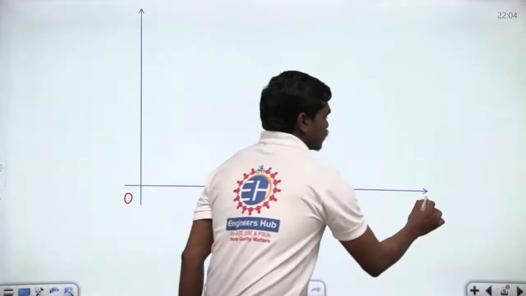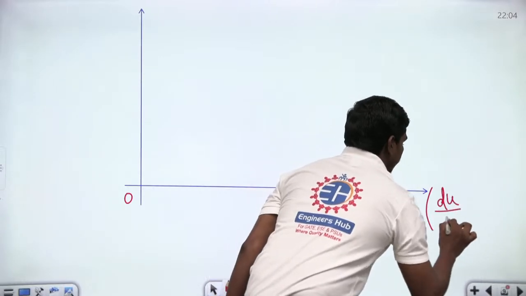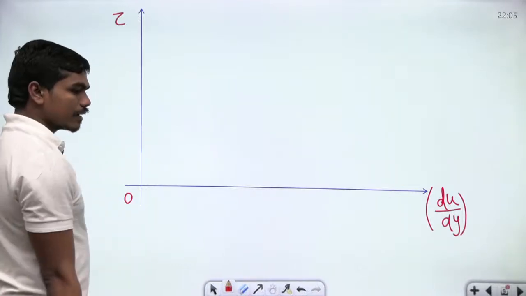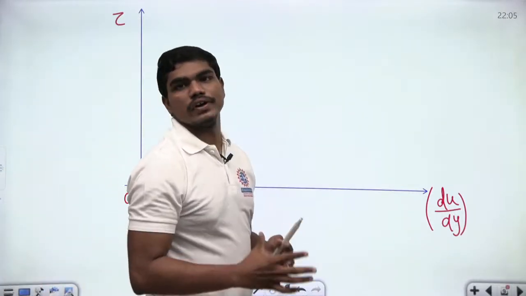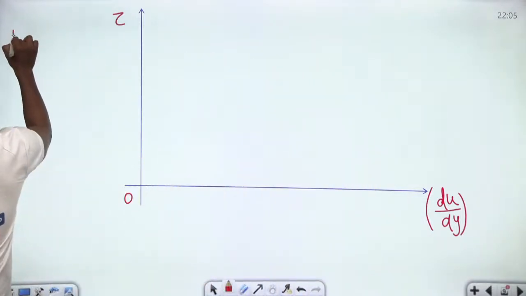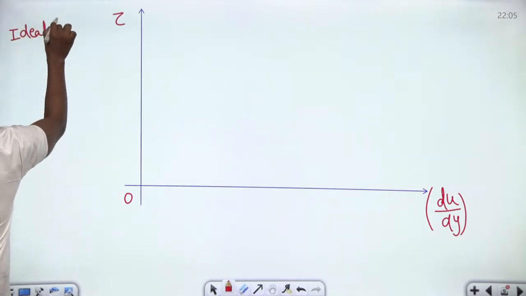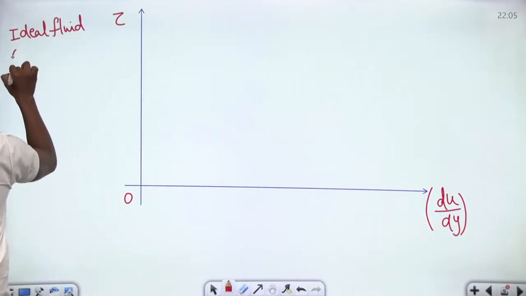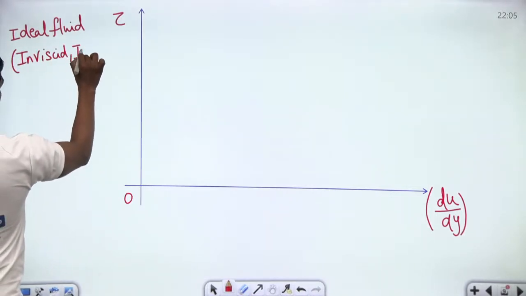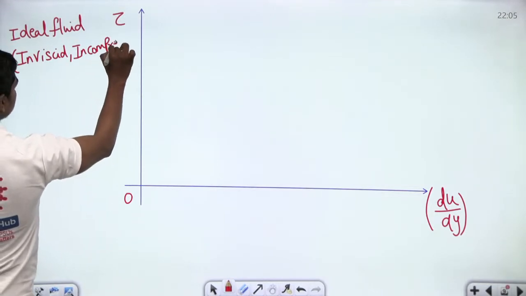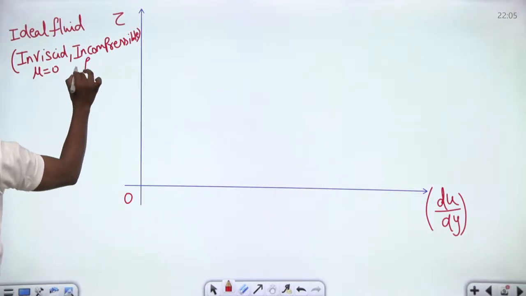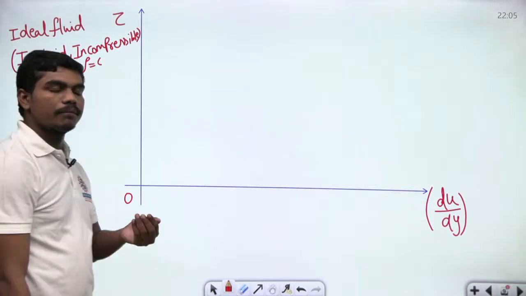This is your strain rate, which in books we denote with the velocity gradient du by dy, and here this is your tau. Now can you please tell me, an ideal fluid is the fluid which doesn't have any viscosity, correct? An ideal fluid is inviscid and incompressible in general. What is the meaning of these two terms, inviscid and incompressible? Your viscosity is 0 and your density remains constant, correct? This is the case.